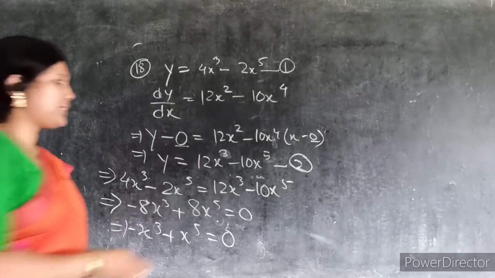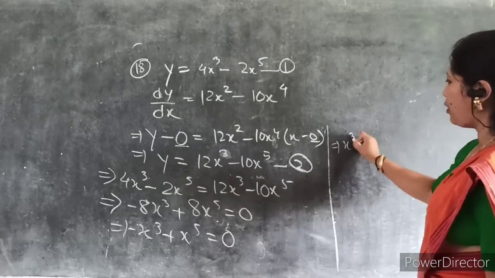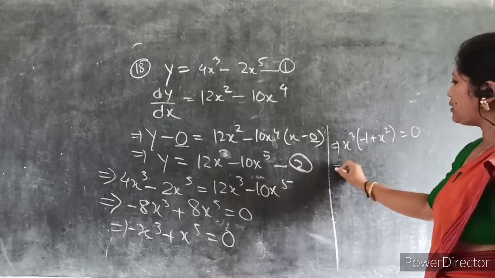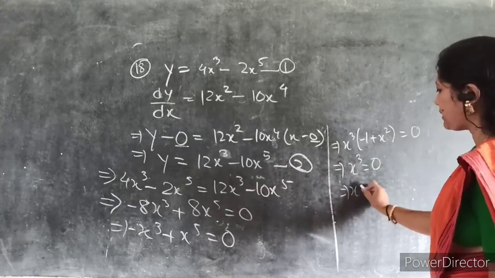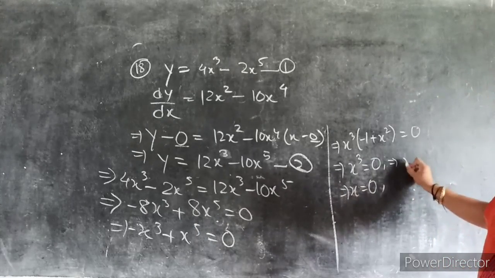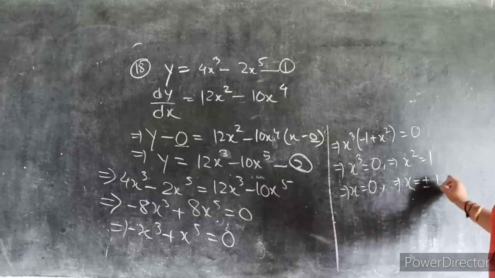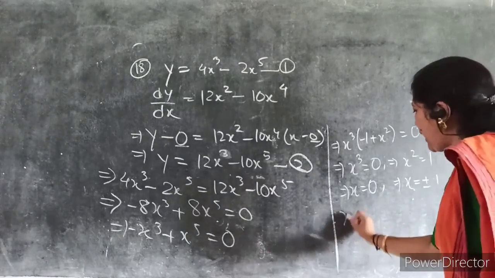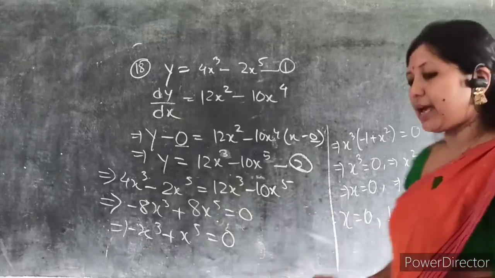So here, let us find now. Let us take x cube common. So minus 1 plus x squared equal to 0. That means if you compare here, you will get one value x is equal to 0 and another value will be x squared equal to 1, that is x value will be plus or minus 1. So here you can see how many x values we are getting: x equal to 0, 1 and minus 1. There are 3 x values.